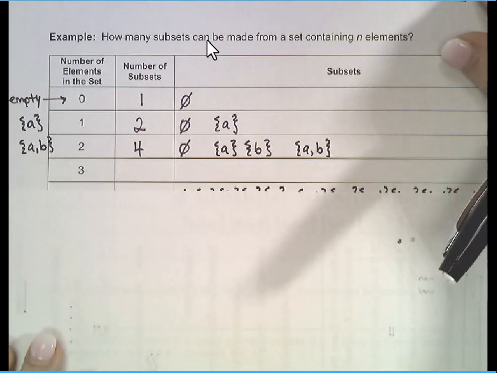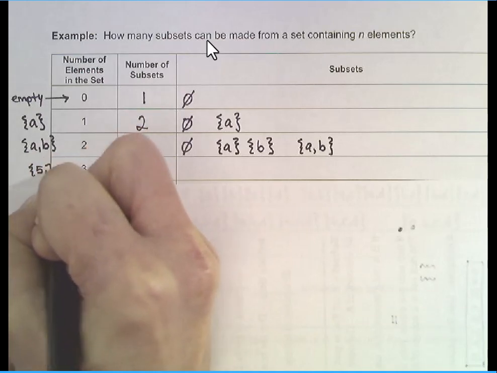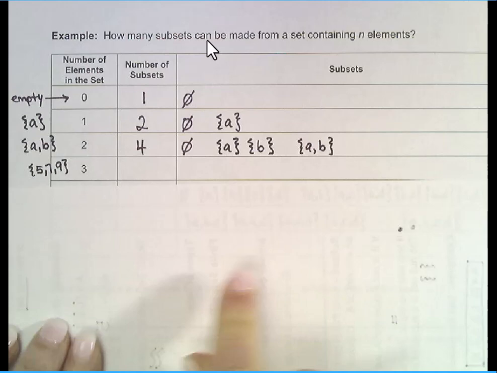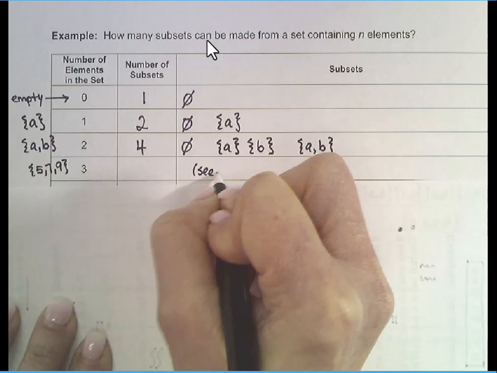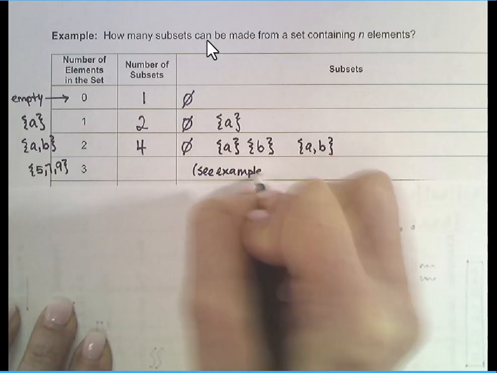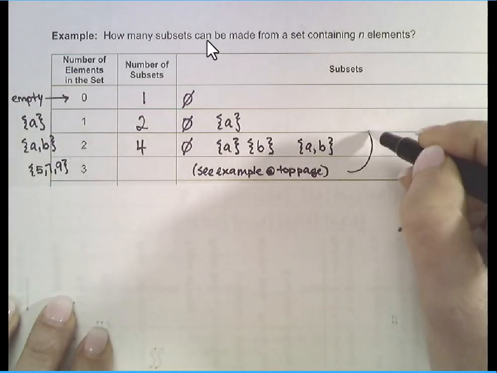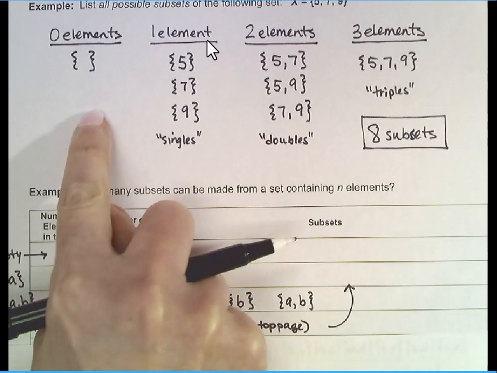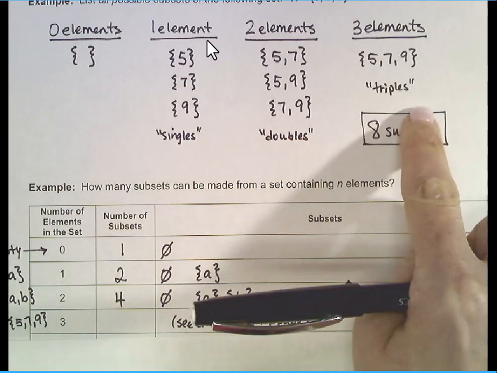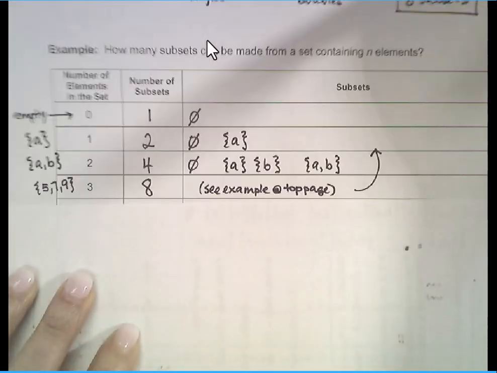So what if you have 3 elements? Like, for example, 5, 7, 9. Okay, I'm not going to reinvent the wheel here. I'm going to say, see example at the top of the page, right? So if we go up there and look, if you have 3 elements, 5, 7, and 9, we had 8 subsets. I'm not going to write them down again. We did the nones, the singles, the doubles, and the triples because we had 3 elements. So it turned out there was 8. That's what I want to get from that one.